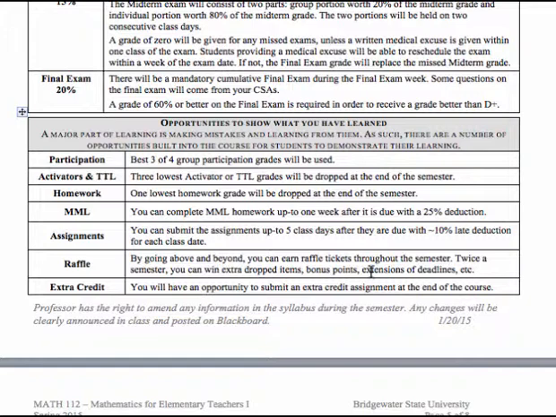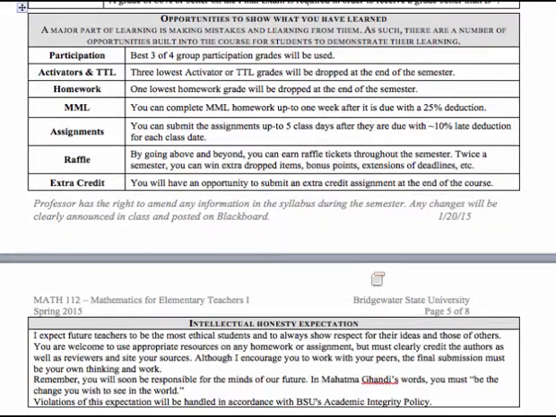Twice a semester we'll draw the raffle, and you will receive extra dropped items or bonus points or extensions on deadlines, etc., that will help you improve your grade as well. So in a way, it's a thank you for going above and beyond.